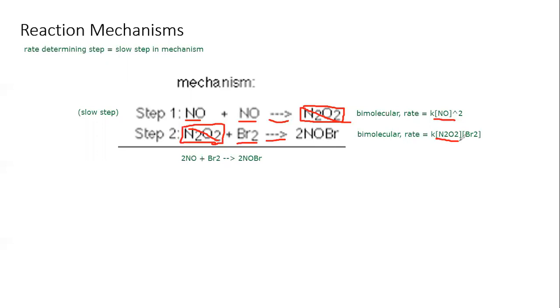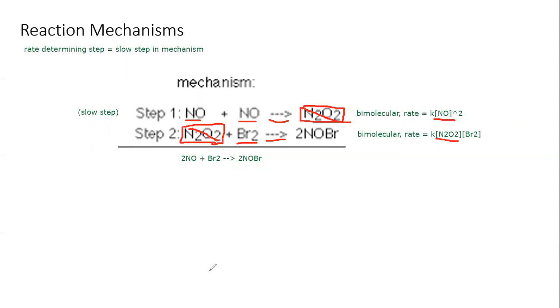The activation energy for the slow step would be the highest energy barrier, because the slow step is what kind of inhibits the reaction. So it's going to have to overcome the highest energy barrier to perform the reaction. So whatever your slow step is, that step will have the highest activation energy.